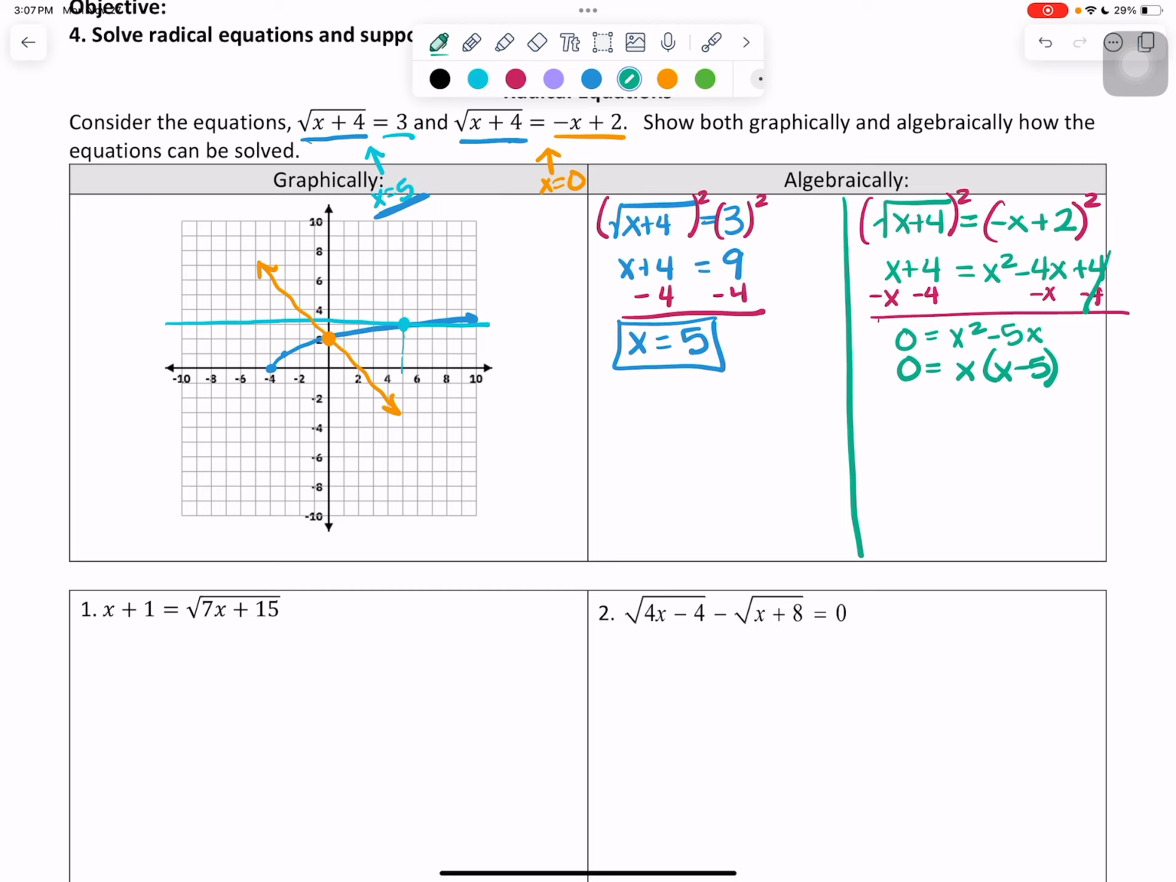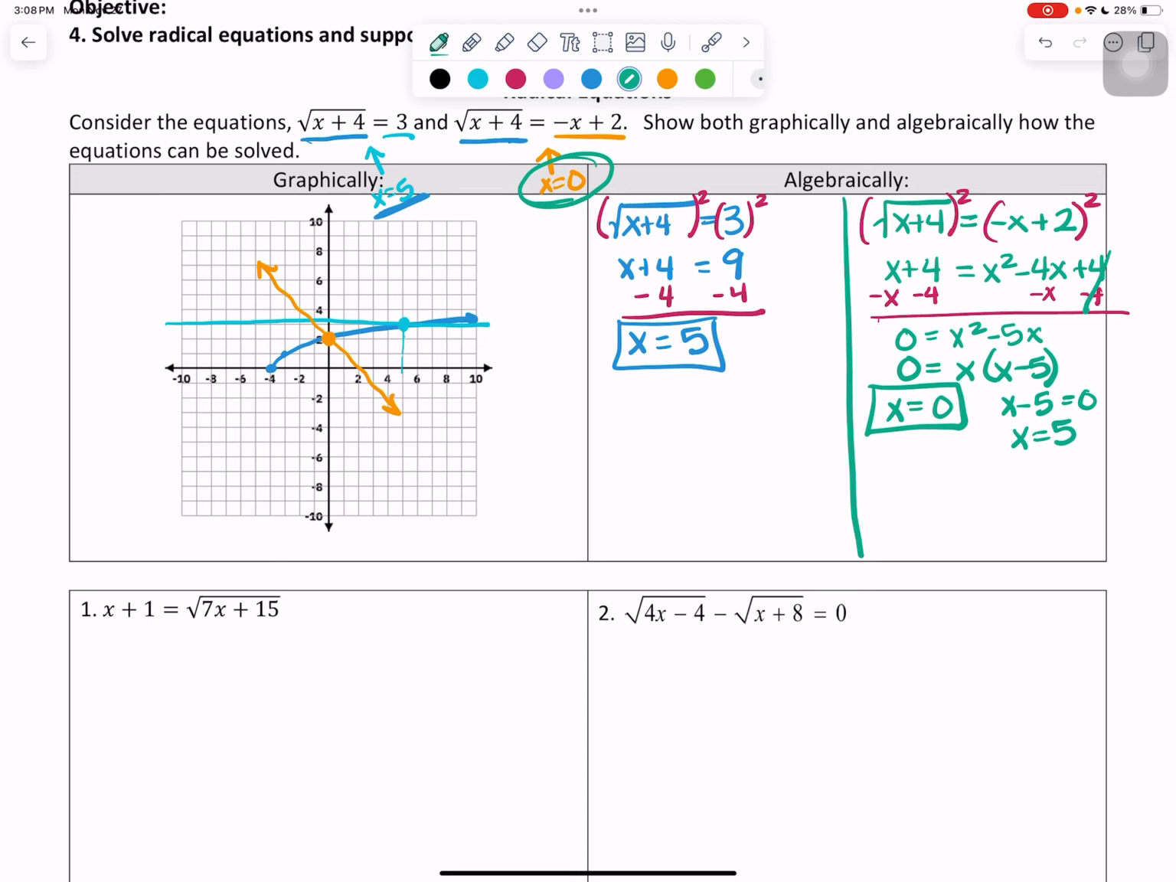So remember, when we solved quadratics and we have it factored, each factor is equal to 0. So I have x equals 0, and I have x minus 5 equals 0, which tells me x is a positive 5. Now, I have two answers here, where over here it told me x equals 0. So I know this is my answer. That's a way to check.